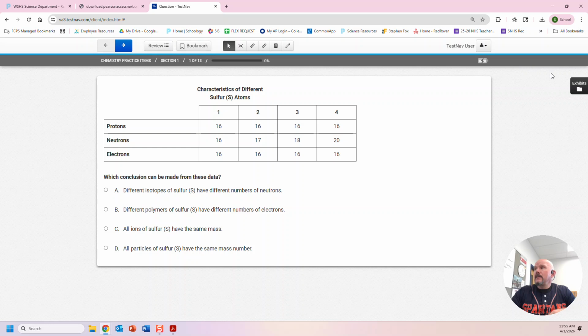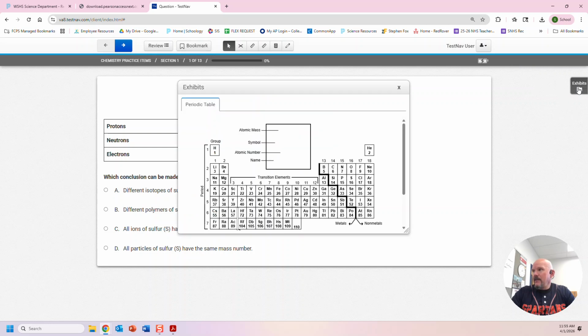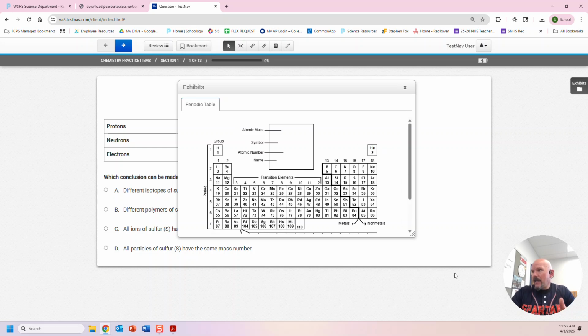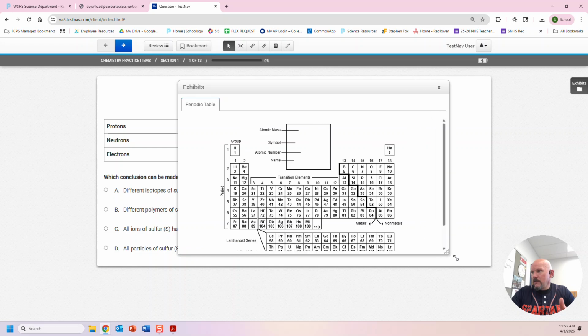But where do you find the periodic table? You have to click this. It'll say exhibits here. You click it, and that's what you get. That's the periodic table you get. You can make it bigger, I think, if you want to.